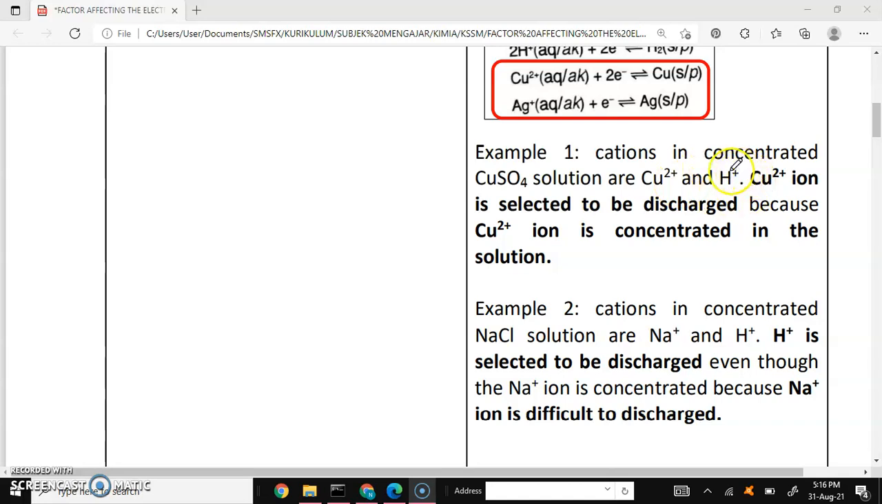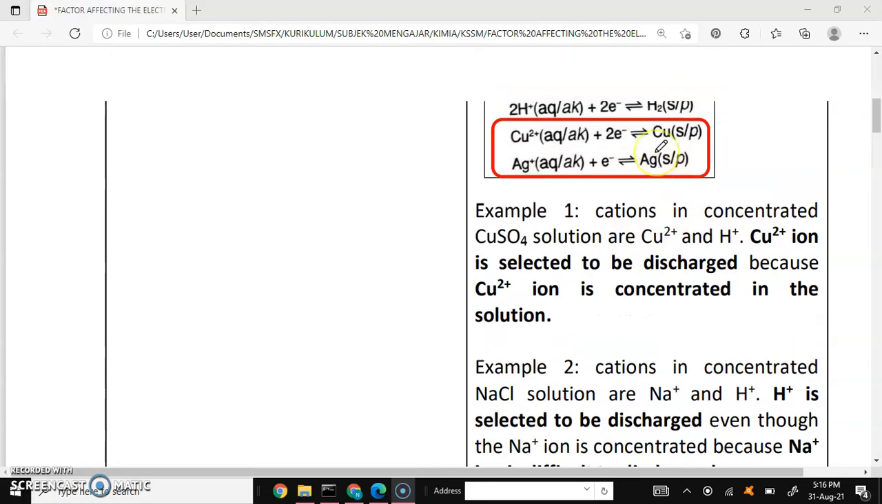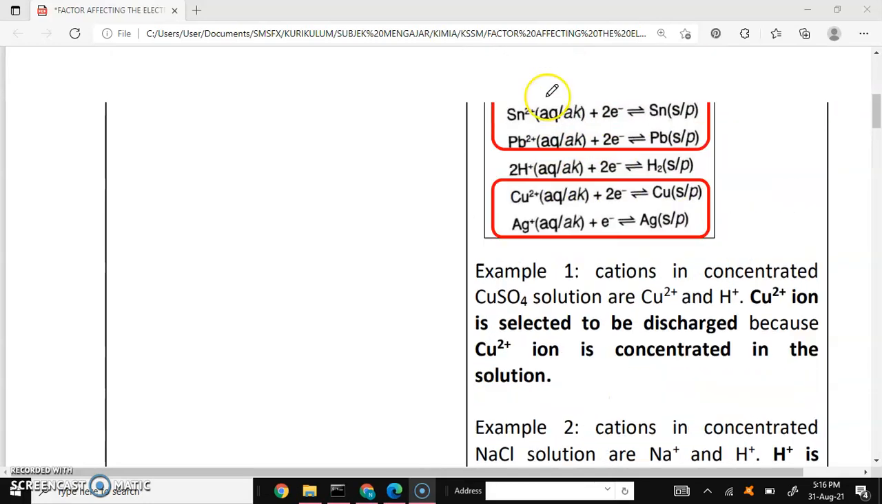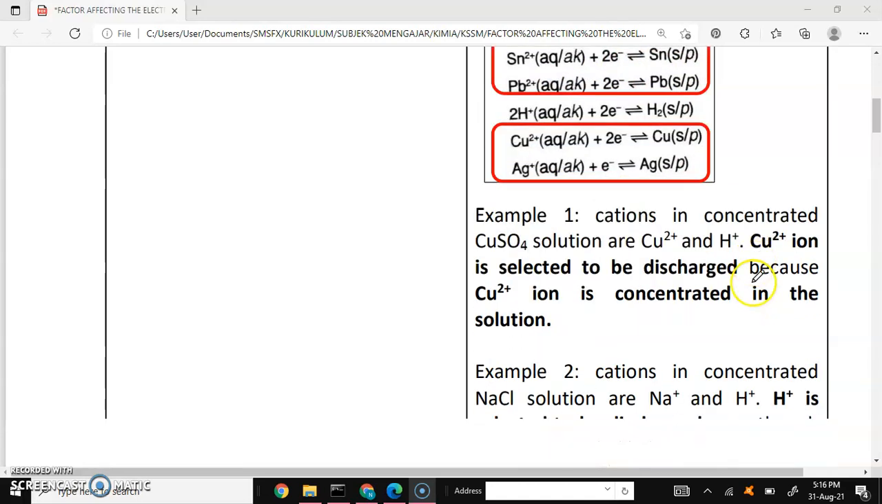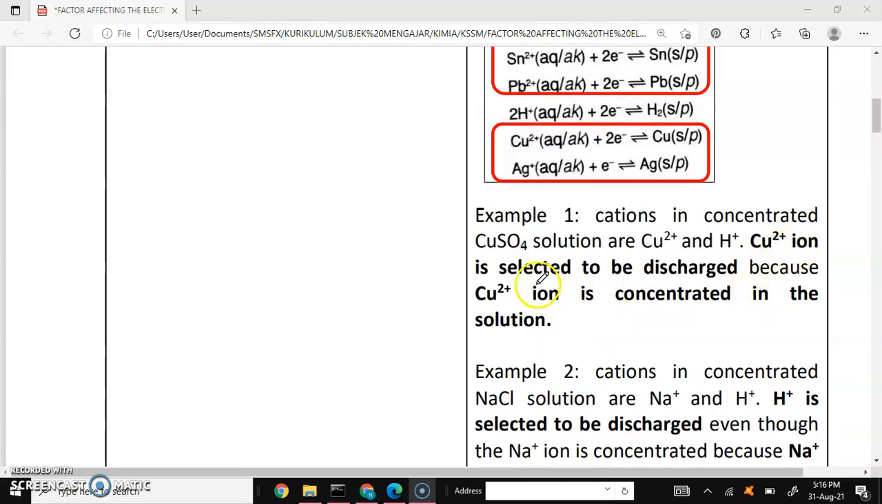So hydrogen ion from the water ini adalah sedikit. Cu2+ ini yang banyak. So, kita tengok betul ke tidak Cu2+ ini berada dalam kawasan yang merah ni tadi. Okay, betul. Jadi, rule ini boleh kita guna pakai. That's why Cu2+ ion will be selected to discharge because Cu2+ ion is concentrated in the solution.